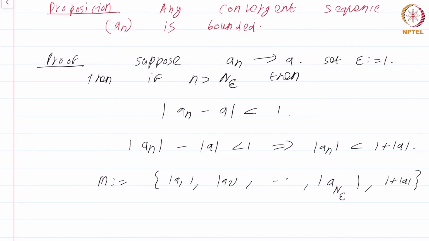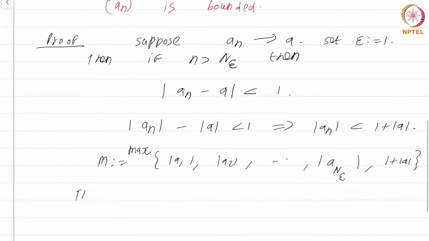What you do is you set M to be the maximum of mod A1, mod A2, and so on up until mod A_n_epsilon. Then you add 1 plus mod A to this list. You take the maximum of the absolute value of the first term, the second term, the third term, all the way up to the A_n_epsilon-th term, and then you just put 1 plus mod A, because anyway mod A_n is going to be less than 1 plus mod A. Then clearly mod A_n is less than M for all n in the natural numbers. That's how this capital M has been constructed, and we are done with the proof.